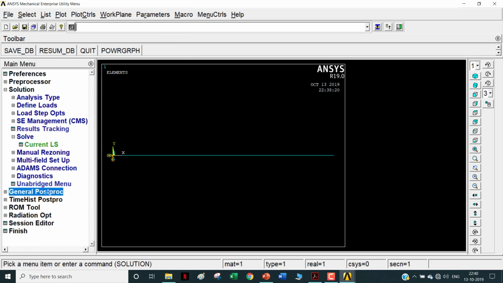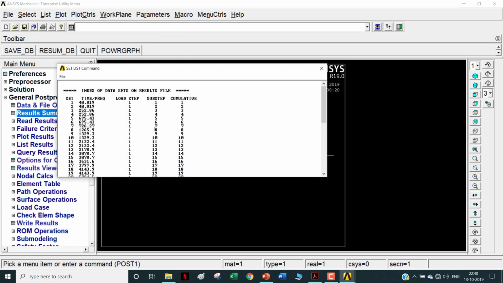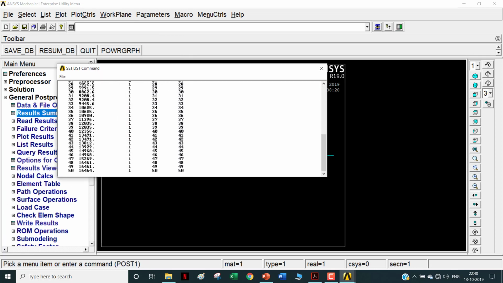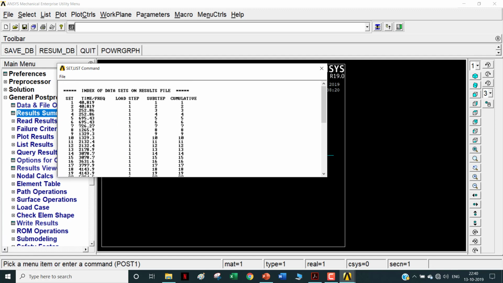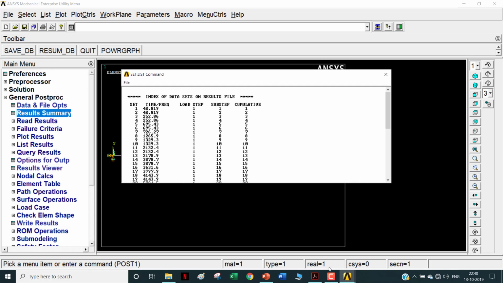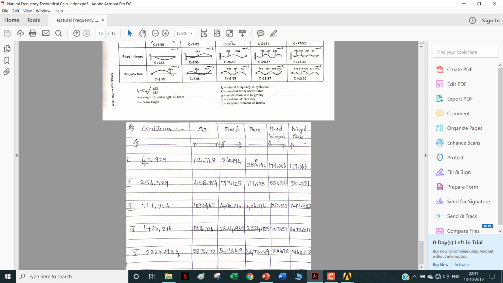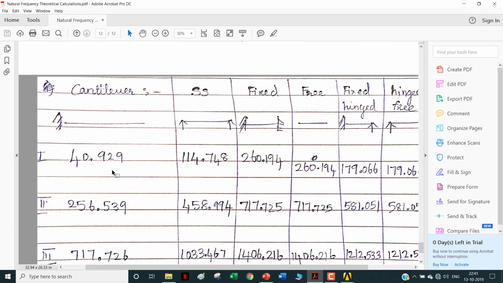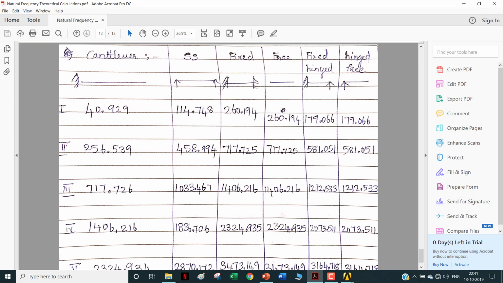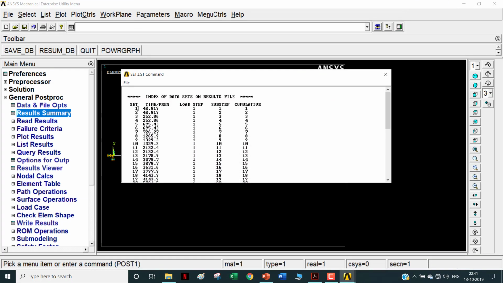Now let me see my results here. Let me go to general postprocessor and click on results summary. You can see all the 50 natural frequencies, right? Starting with 40.819. Let me compare this value with that of my theoretical calculation. Okay, here it is. My first frequency for the cantilever is 40.929, which very much matches with my ANSYS value of 40.819, a close match, right?